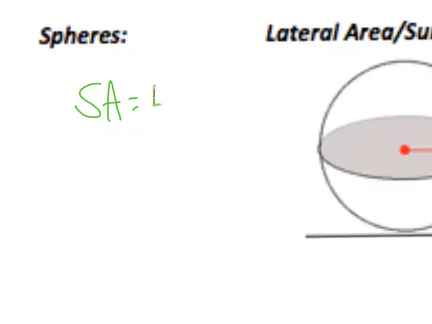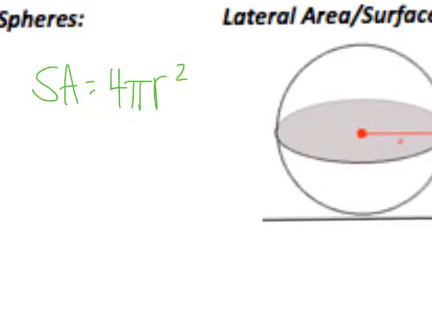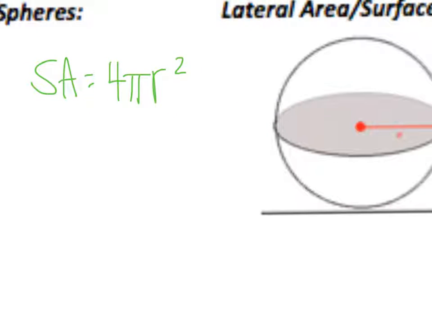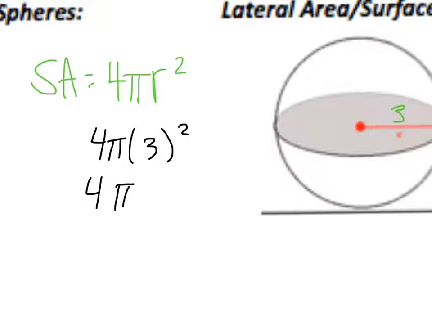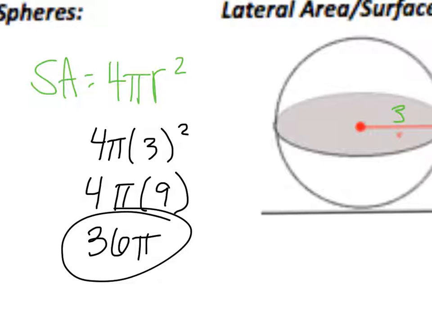How you find your surface area, you're going to take 4 pi r squared. So whatever the radius is, you put it in and simplify it. So say the radius of the sphere was 3. So I'm going to put in 3 for r and have 4 pi times 3 squared. 3 squared is 9, and then 9 times 4 is 36 pi. There's your surface area.